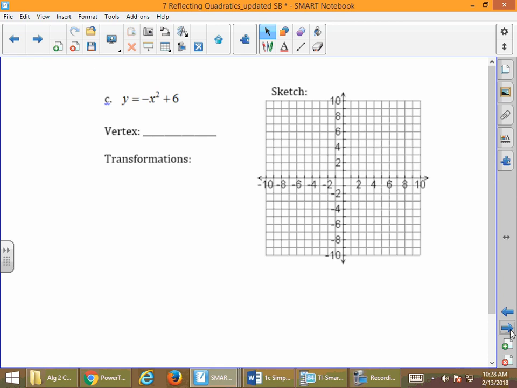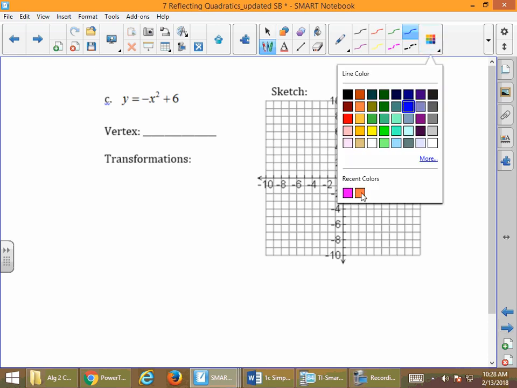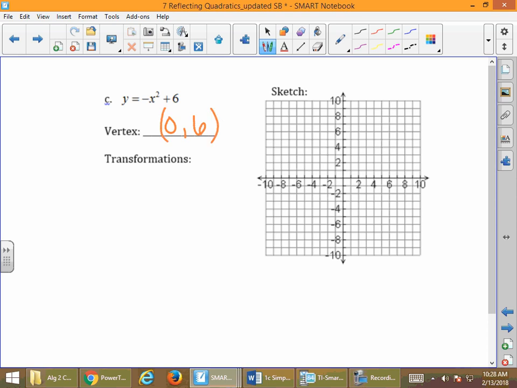Y equals negative x squared plus 6. We want to know what the vertex is, so I'm going to pause here for 5 seconds. See if you can think to yourself, what is the vertex? Did you get 0, 6? And I'm hoping. And we have 2 transformations in this problem.